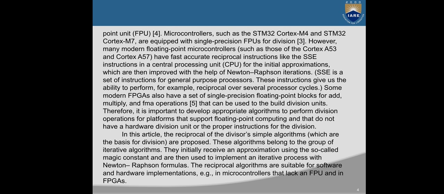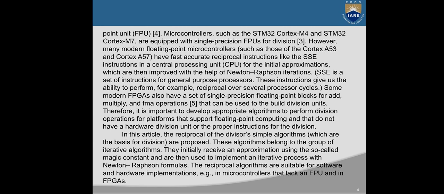Some modern FPGAs also have a set of single precision floating point blocks for addition, multiplication and FMA operations that can be used to build division units. Therefore, it is important to develop an appropriate algorithm to perform the division operation for platforms that support floating point computing and that do not have a hardware division unit or a proper instruction for division.